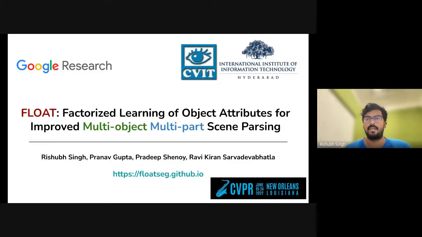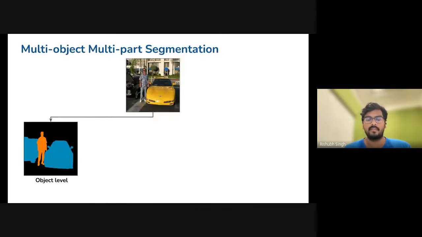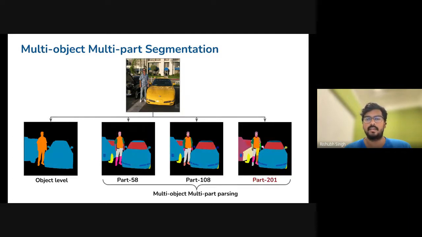Hi, I'm Rishabh and I'll be presenting Float, a novel approach for multi-object, multi-part scene parsing. Multi-object segmentation involves labeling each scene pixel with the appropriate object category. Multi-object, multi-part segmentation is a harder version of the problem in which object parts also need to be labeled. This labeling can be at different granularity levels as shown.